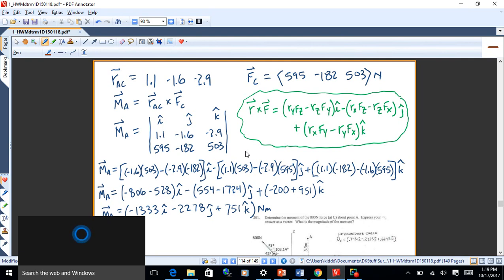Okay, so position vector from the point to the force. When you do a position vector, to get the position vector AC, you take C minus A, you reverse the order of the letters. And then when you do a moment, you take R crossed with F. And that gets you the moment. So there you go. That's how that goes.